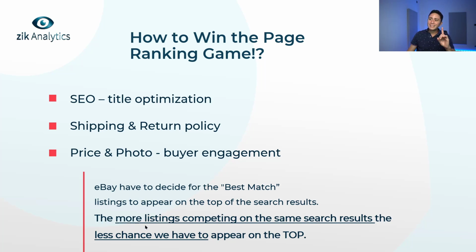Now, the more listings competing on the same search result, the less chance we have to appear on top. And I said it before, I'll say it again. If the product has only 5 competitors, you are most likely going to appear on top. This is why I always tell beginners to focus on 5 competitors or less, because whatever you do, your product will be on top.